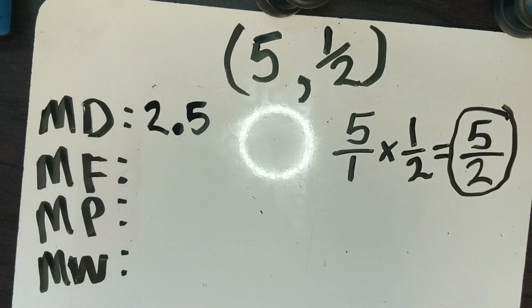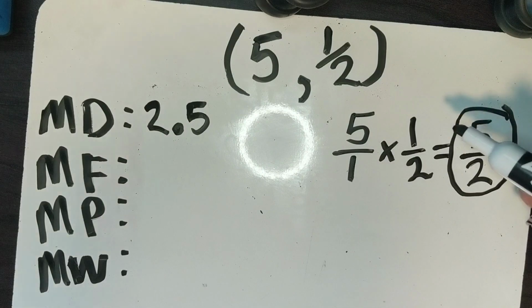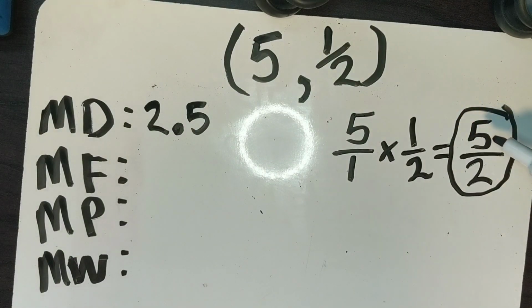Now the next one says to write it in fraction form. Well, we have a fraction here, right? But this is an improper fraction. When the numerator is larger than the denominator, that's called an improper fraction. We don't like that in math. We want it to be a mixed number, which means a whole number in front and a fraction that follows.